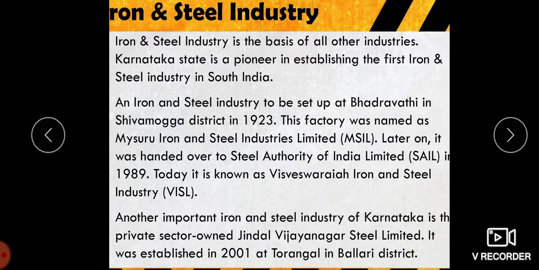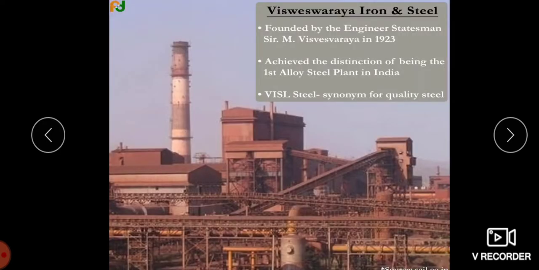Another important iron and steel industry of Karnataka is the private sector owned Jindal Vijayanagar Steel Plant, near Bellary. It was established in 2001 at Toranagallu in Bellary district using the latest Corex technology, and this produces iron and steel.